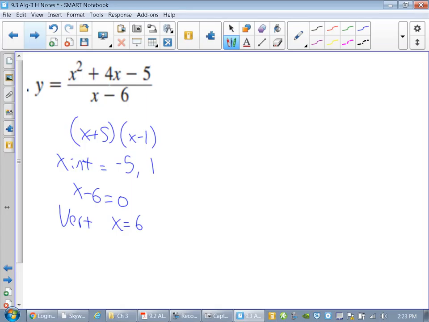What if the denominator has no real zeros? Can you just say none, because it has to be real? Yes. So this here would give me x-intercepts of negative 5 and 1. And then I have a vertical asymptote at 6.